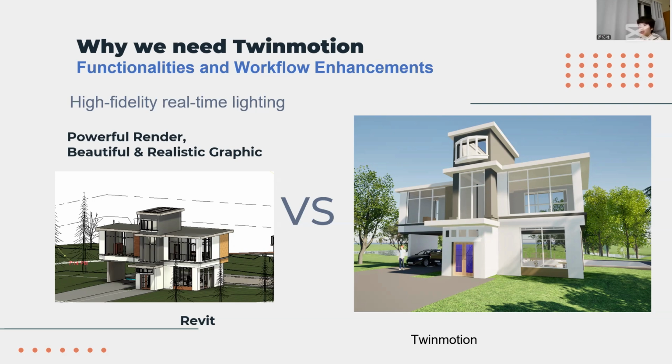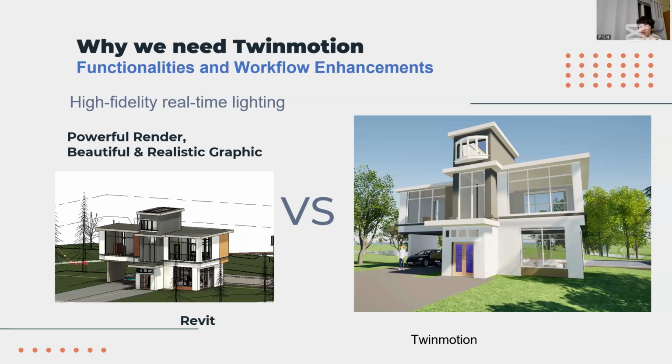Now we're gonna talk about why we need Twinmotion, or what technologies Twinmotion can give us. Firstly, we can see high fidelity real-time lighting. It can make the render more realistic. Realistic material texture can improve the effect of presentation to the clients. It can fully solve the problem of render quality of the Revit or AutoCAD problem.